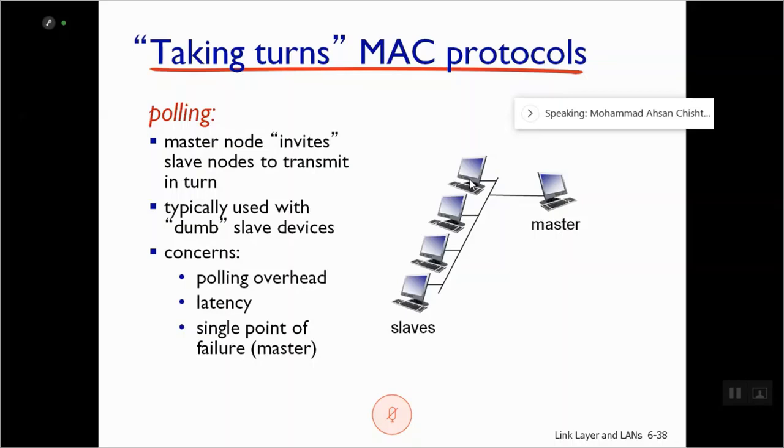So if one node has to transmit, let's say 50 frames, the master node gives it a chance of 10 frames first. Then the master goes in round robin fashion and polls the others. Others do not have to transmit, but it has to go and ask them whether they have to transmit or not. That polling delay of each node would be added, and then it goes back to the first one. So these are the advantages and disadvantages we have for the taking turns protocol.